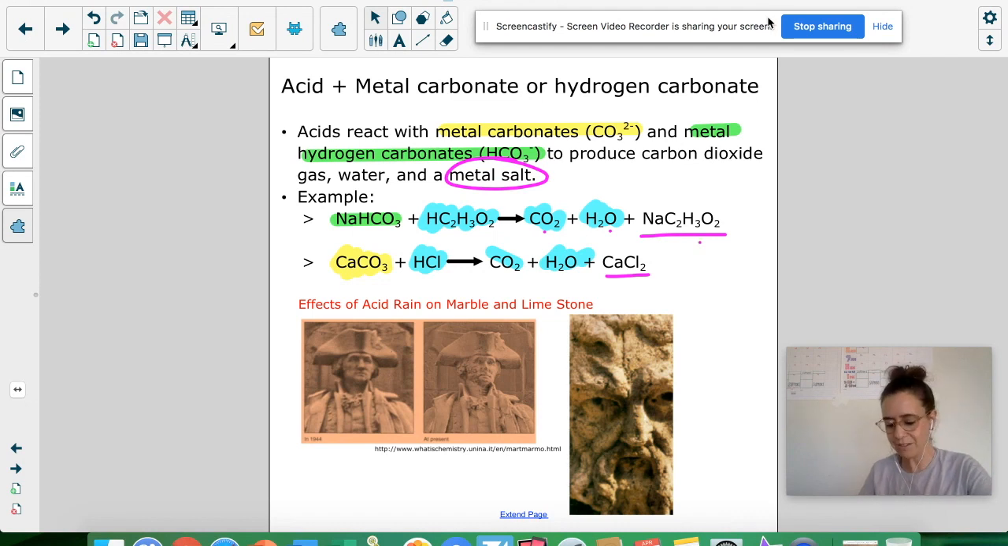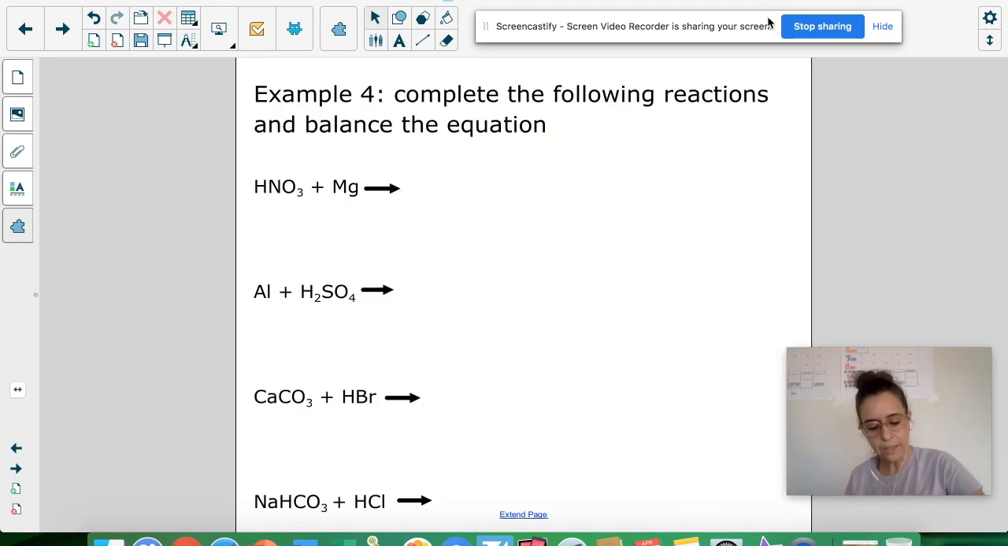Okay, let's do some examples. So here we have a combination of different problems, okay? In example 4, we have a combination of multiple problems.